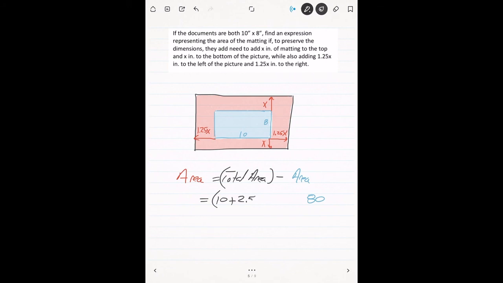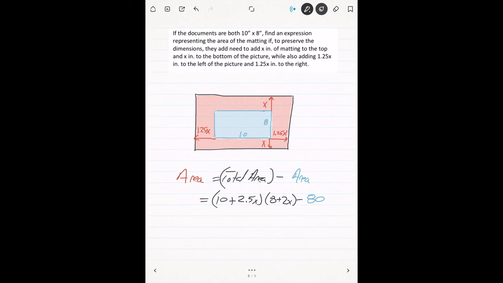So 2.5x. And then the height should be, well, we had 8, and we added an x to the top, and we added an x to the bottom. So really, it's 8 plus 2x. So here's our length, here's our height, or our width. And again, we don't know specifically these numbers because we don't know how much matting they want for this picture. But once we figure out what x is, once we know how much height we want to have here, then we can go and start figuring out the rest of the area.